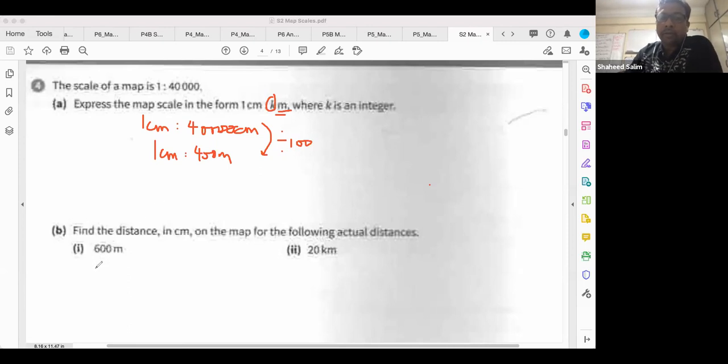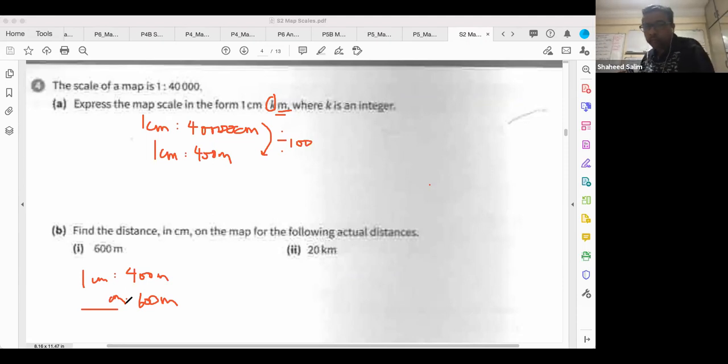Inshi, you know your mistake. So now they ask you, 600 meters is how many cm? Find out. 600 meters, how many cm? Well done, Shafi. Try part 2, please.